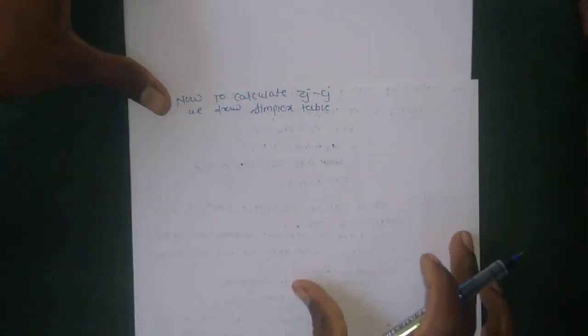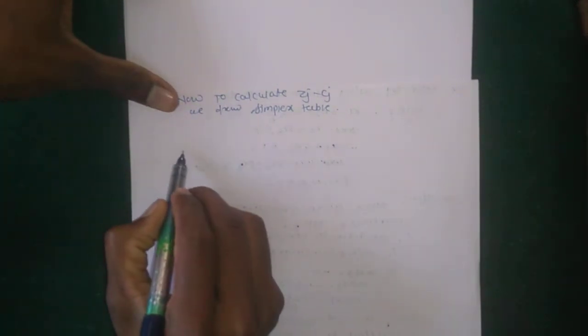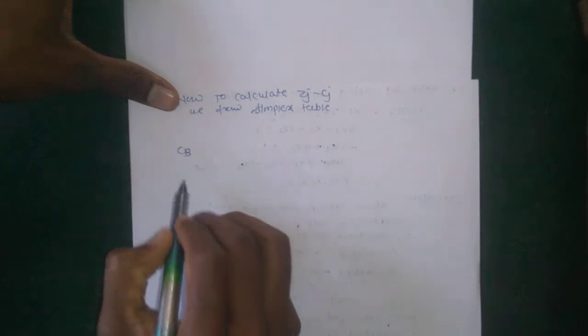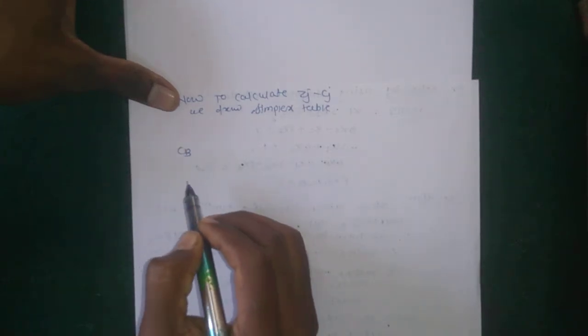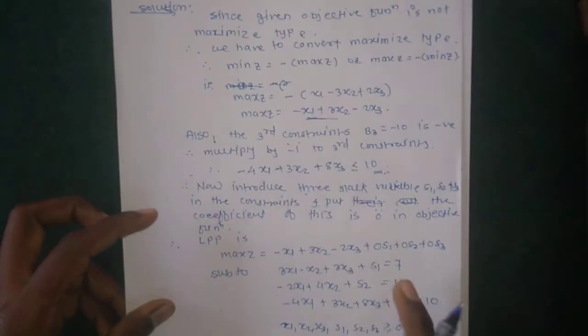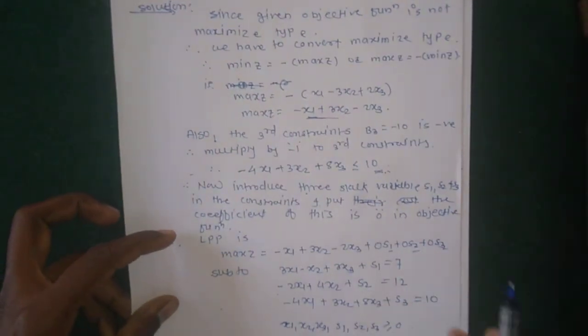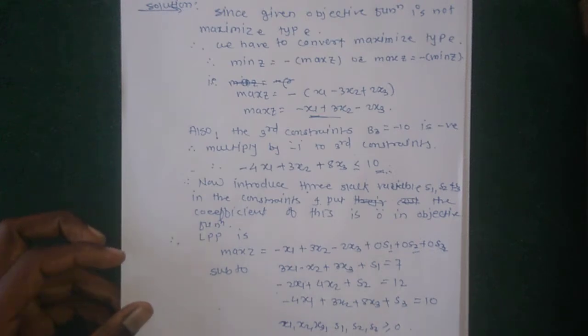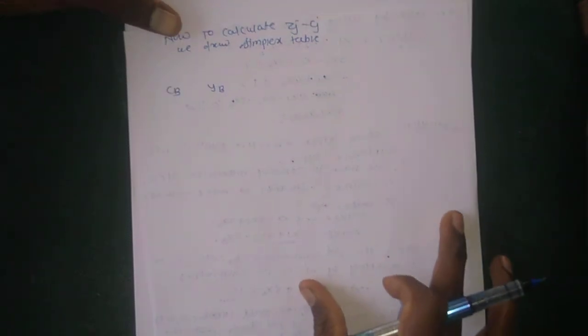Okay, so how to draw a simplex table? First column is CB. CB means coefficient of objective function. Then next is YB, basic variable. Basic variables are here. Directly write the slack variables. Directly write slack variables in the basic column in the first table of the simplex table.